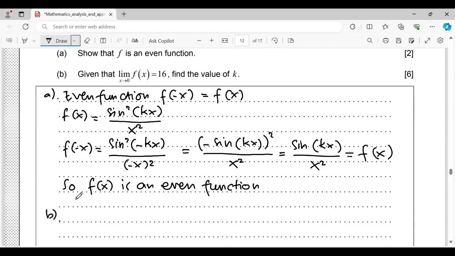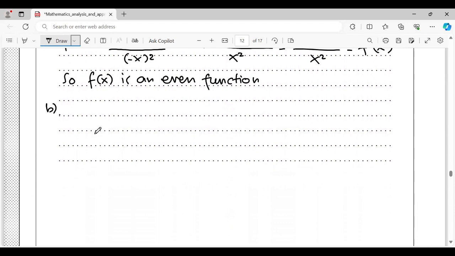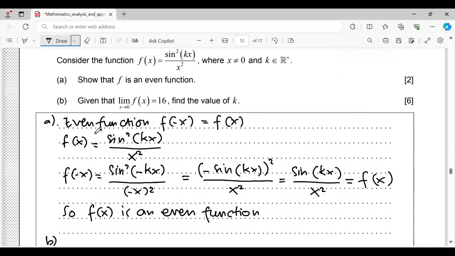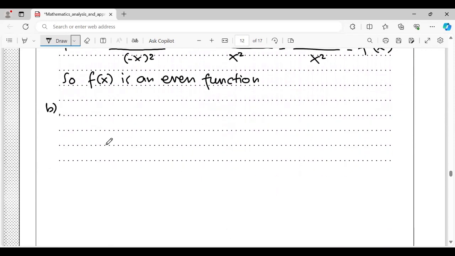Next, b. The limit of f(x) equals 16, x approaching 0, right? Limit x approaches 0 of f(x) means limit of sine squared kx over x squared equals 16. It says that 16.